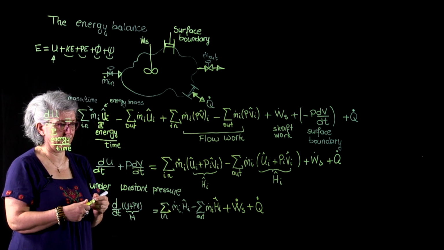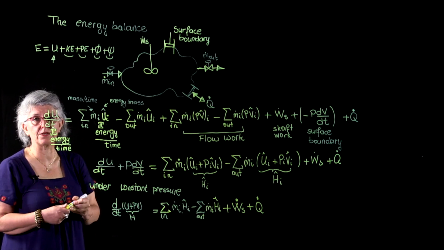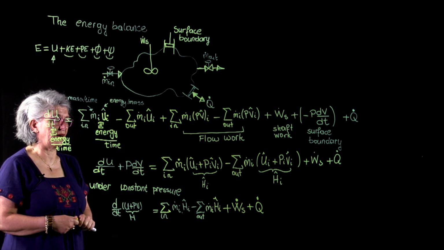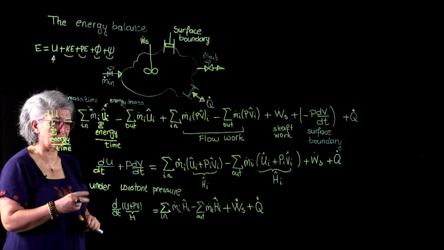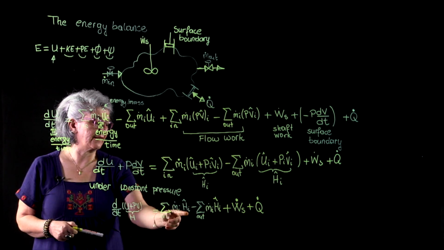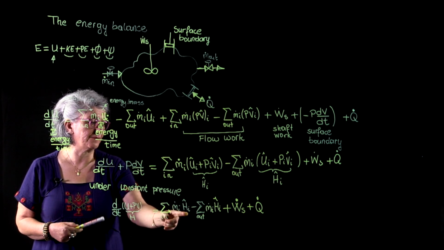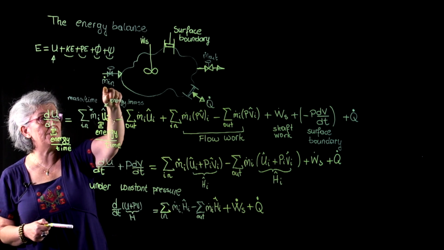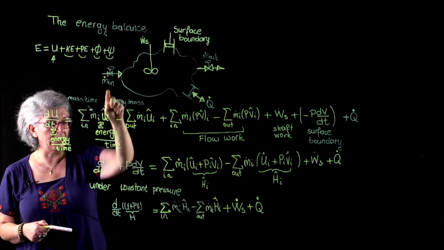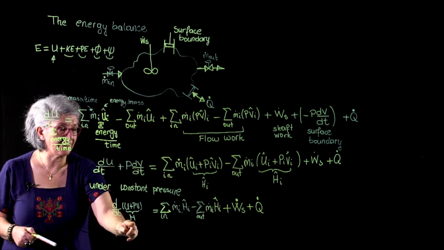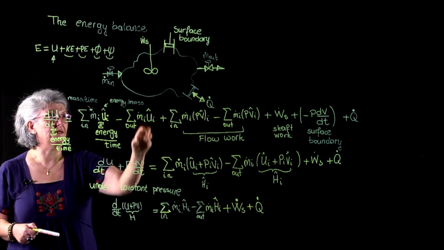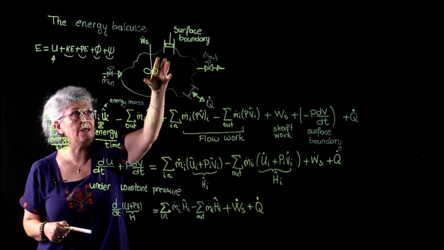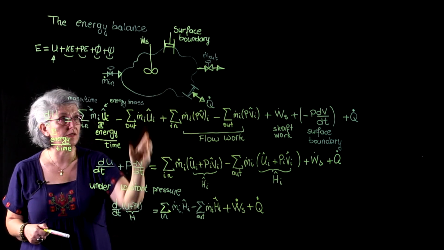Plus Q. This is the general energy balance over a system. Now, I would like to emphasize a few things. This H hat is the specific enthalpy per unit mass of the flowing streams, but this H is the enthalpy of the content of the reactor. Okay, this is the enthalpy of the content of the reactor.